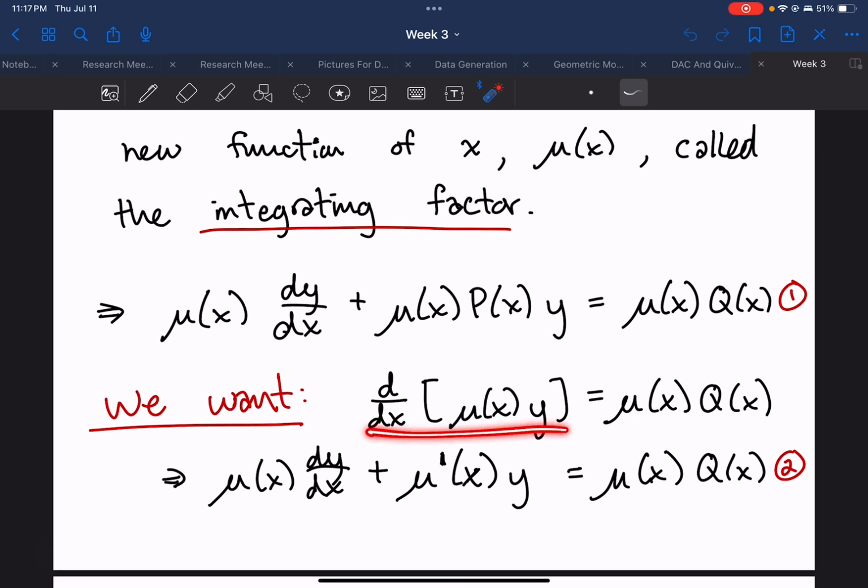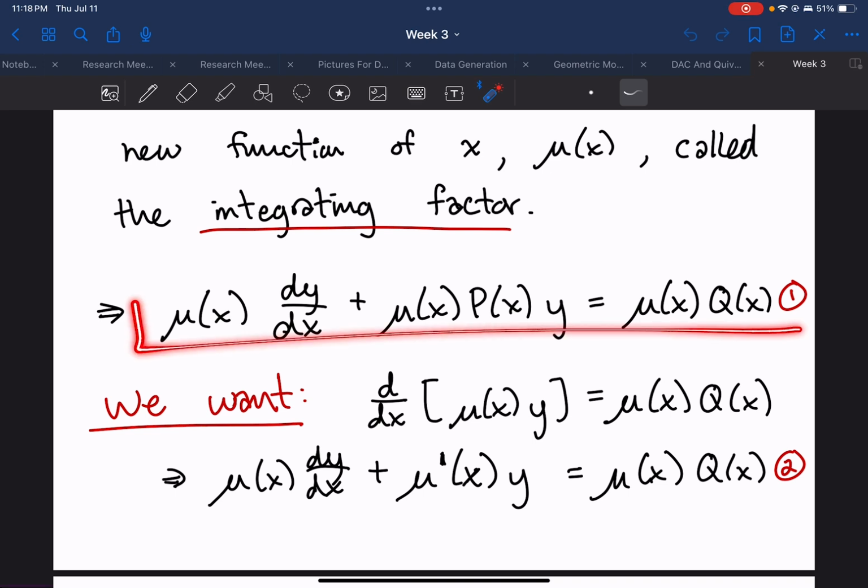If it was the derivative of this product, then by expanding out this derivative using the product rule, right? Using the product rule, we get first times the derivative of the second plus second times the derivative of the first. So this is equation 1, this is equation 2.